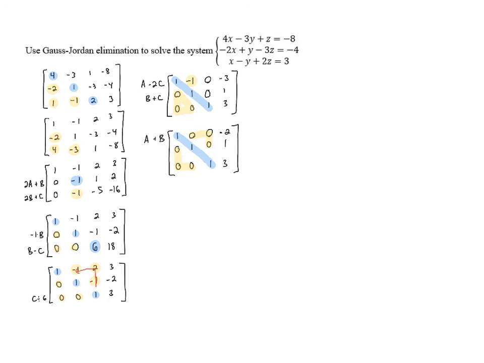And once we've done this, now we can rewrite this as a system of equations, and we simply have x equals -2, y equals 1, and z equals 3, which is our solution. We can also write it as an ordered triple, so -2, 1, and 3. Either one of these works nicely as a final answer.